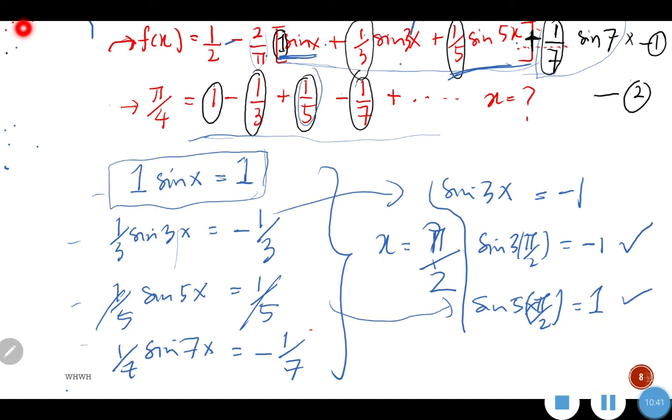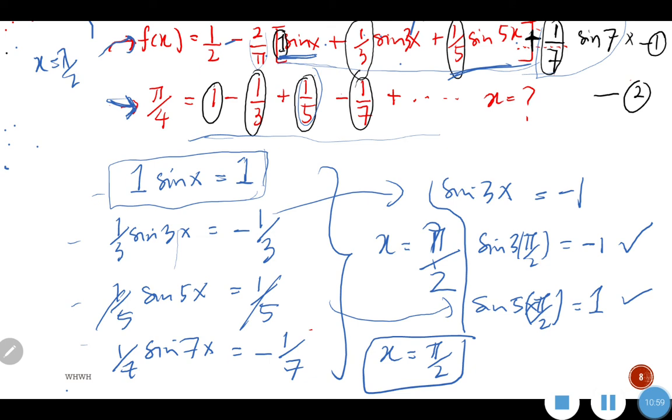Nampak? Okay, clear everyone? So daripada sini kita tahu, we make a guess our x is equals to pi over 2. Let's try by putting here x equals to pi over 2. We will get this one or not?